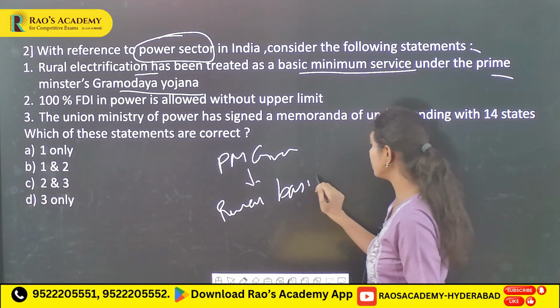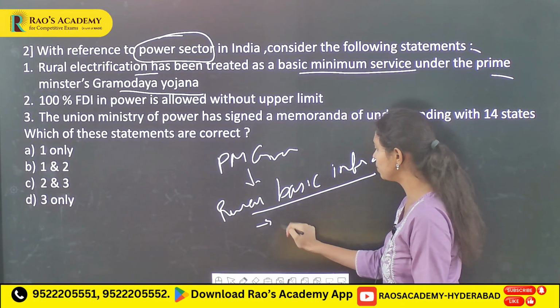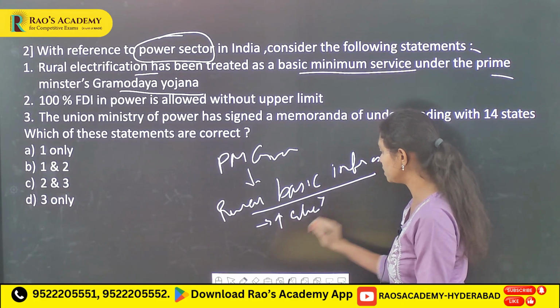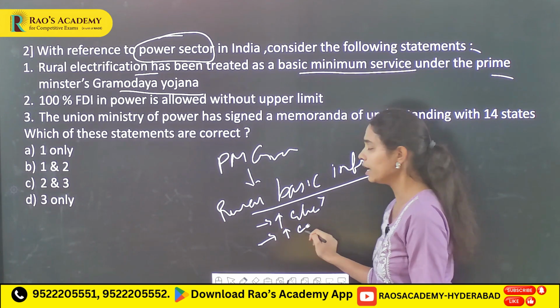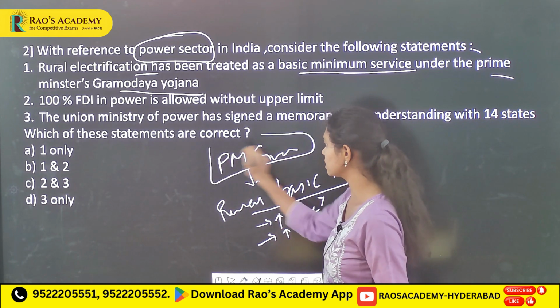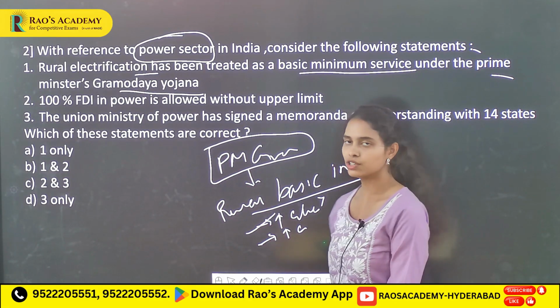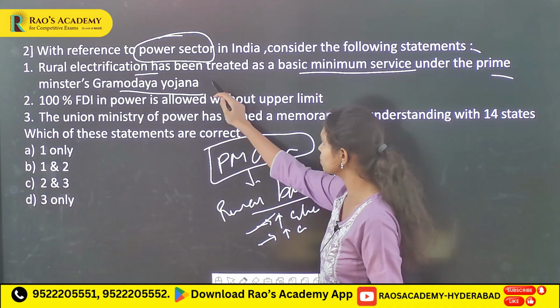And what does the term rural basic infrastructure refer to? It refers to improving electricity accessibility and also improving the education as well as the health services. So under this scheme, the Pradhan Mantri Gramodaya Yojana, rural electrification is also one of its features. So the first one is correct.